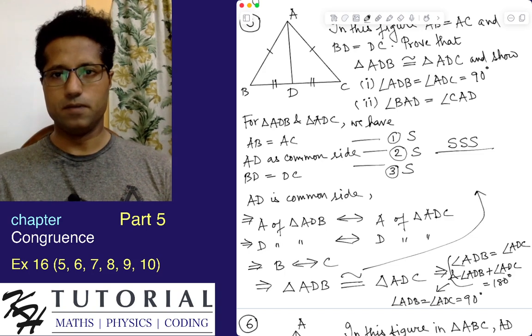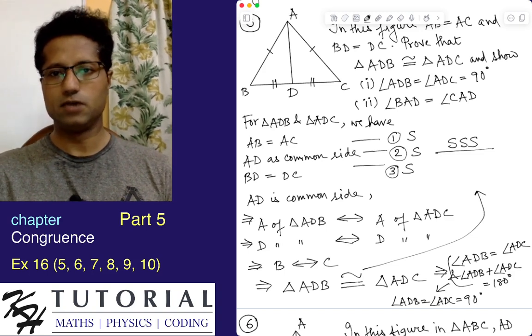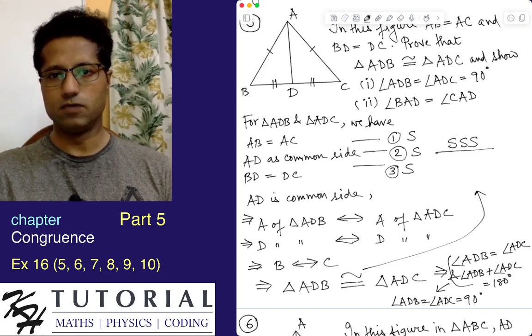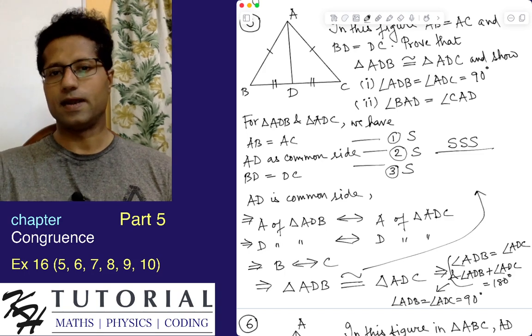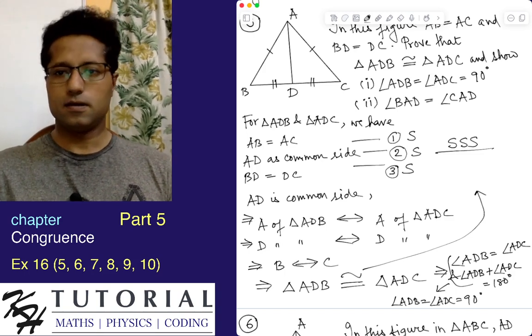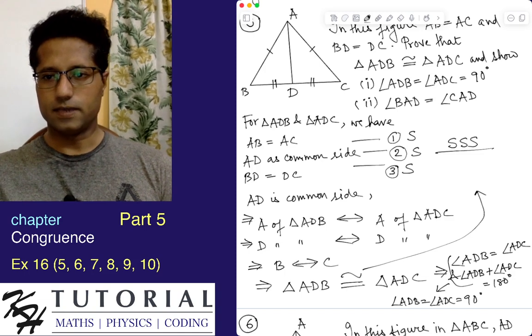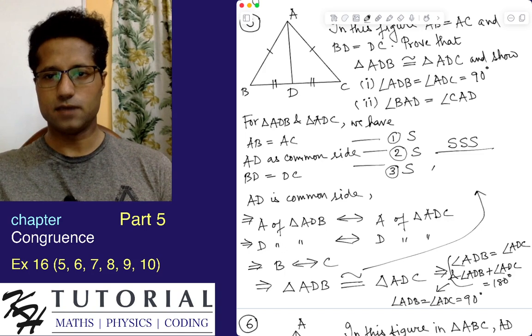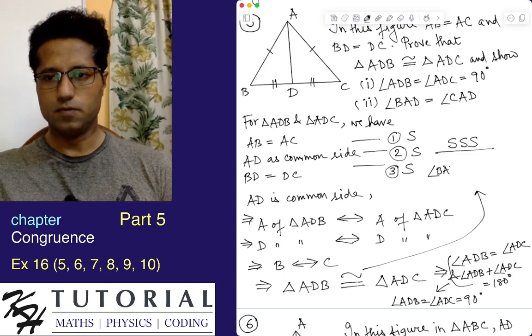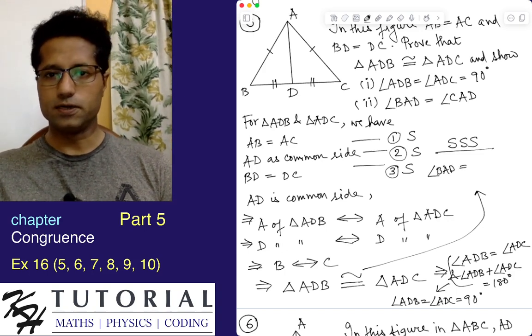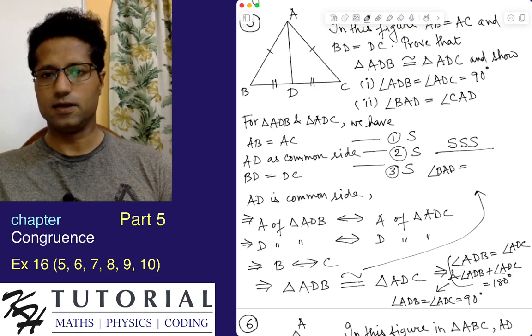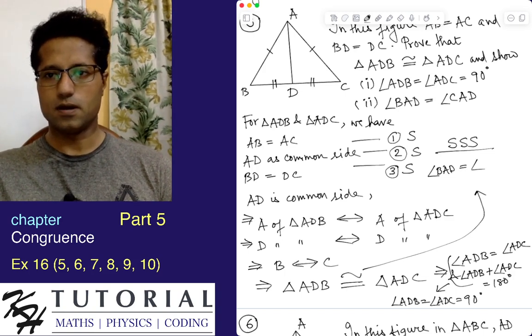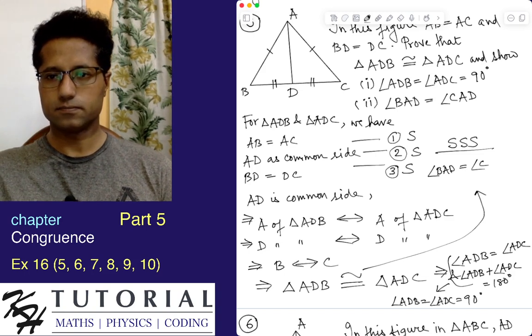BD is equal to DC, we can say that the angle opposite to the side BD, which is angle BAD, should be equal to the angle opposite to the side DC in triangle ADC, which is CAD.